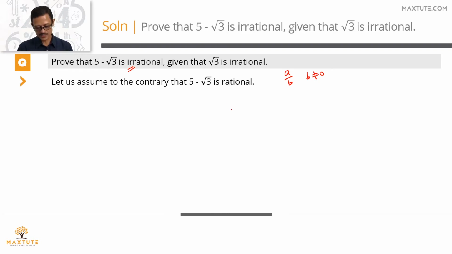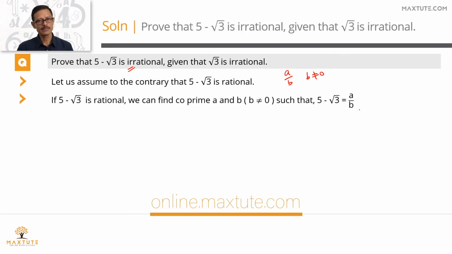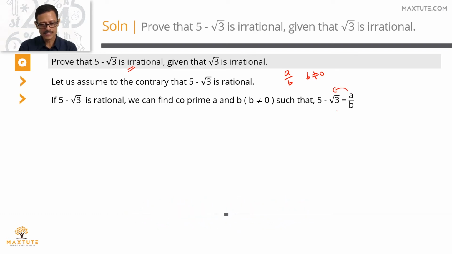We said that if 5 minus root 3 is rational, it can be expressed in the form a by b. I'm going to take the a by b to the left hand side and root 3 to the right hand side. So what we'll end up getting is 5 minus a upon b, this is equal to root 3. Let's take b as a common denominator for the left hand side. So what we'll get is 5b minus a upon b. This is equal to root 3.